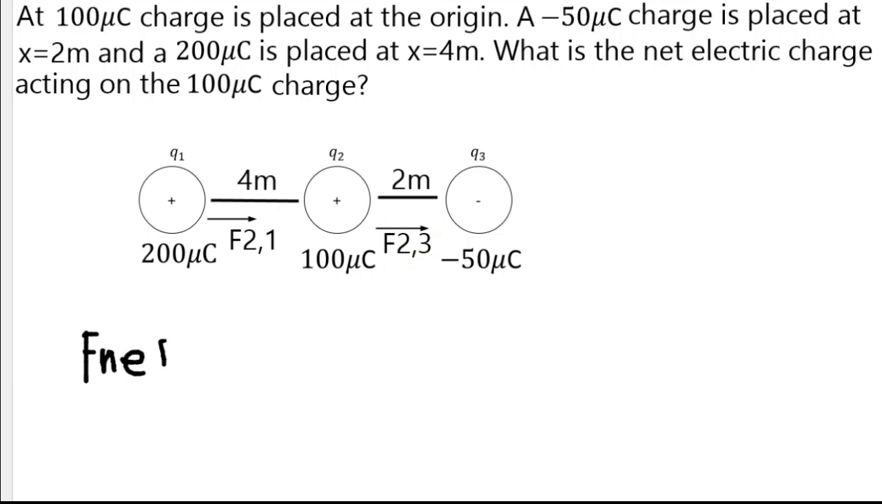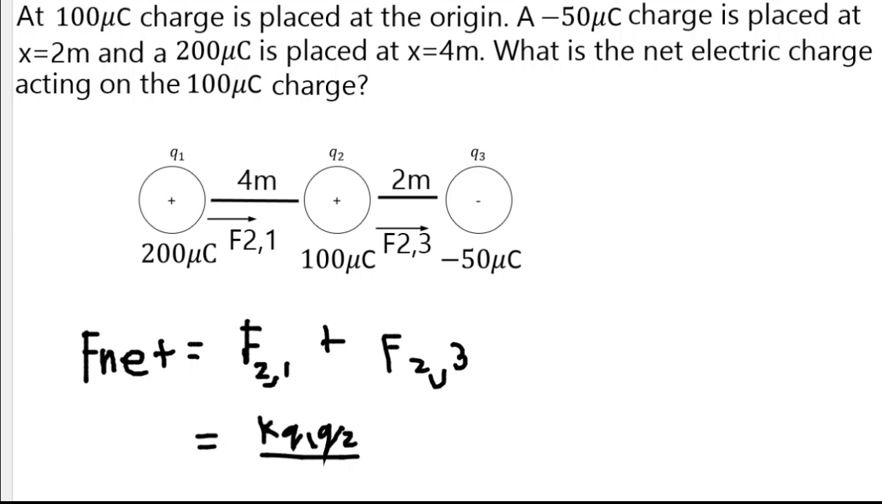So the net force is going to be the force acting between 2 and 1, which is the repelling force, plus the attractive force. So we have this. The repelling force is helping the electric charge number 2 to go to the electric charge number 3. So this is just like a friend supporting you from your crush, right?